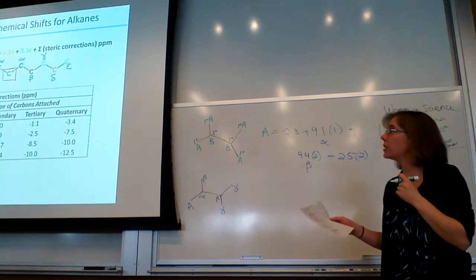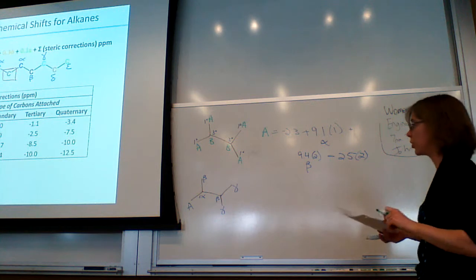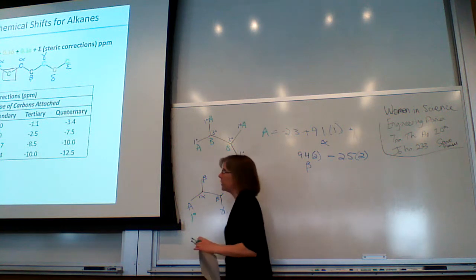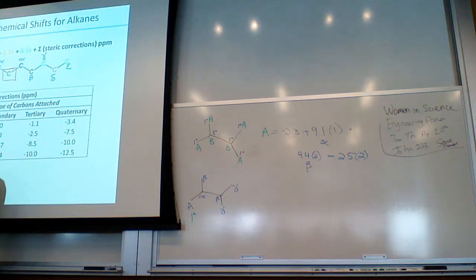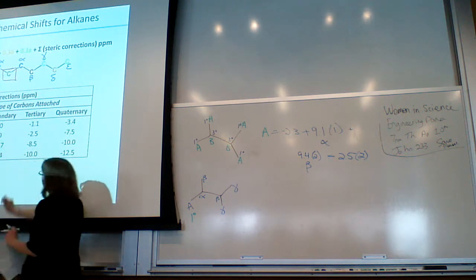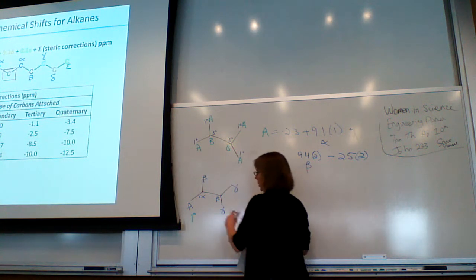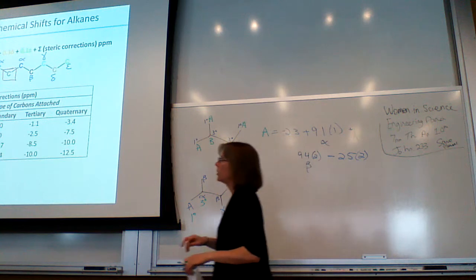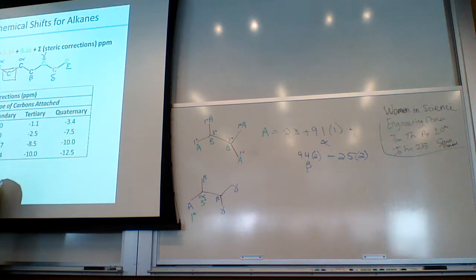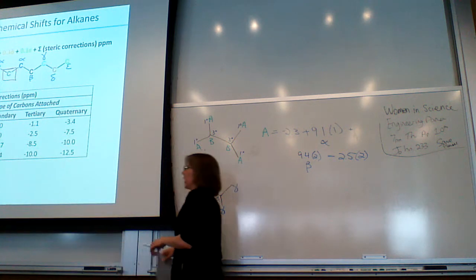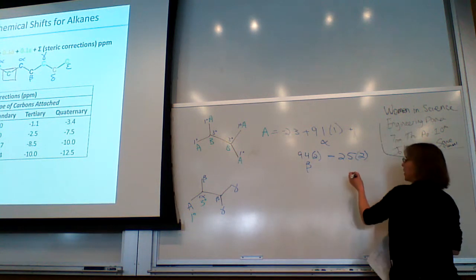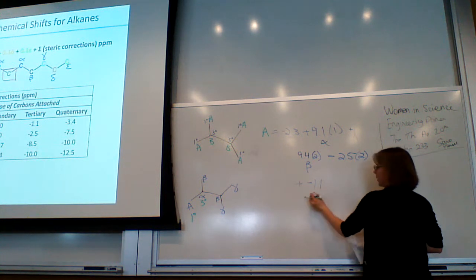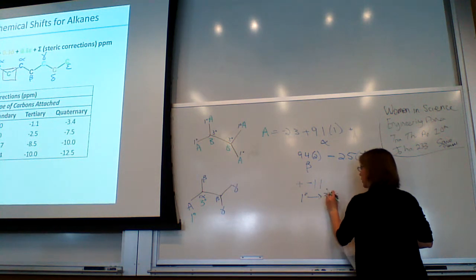The last thing we need to do is correct for the steric corrections. So we're going to look at carbon A, and carbon A is a primary carbon. So this is the atom observed, and it is primary. And then we want to look at its neighbor and see what its substituent is. So this is now tertiary here. If we have a primary with the tertiary next to it, it's going to have a slight steric correction of -1.1 for the primary being next to a tertiary.